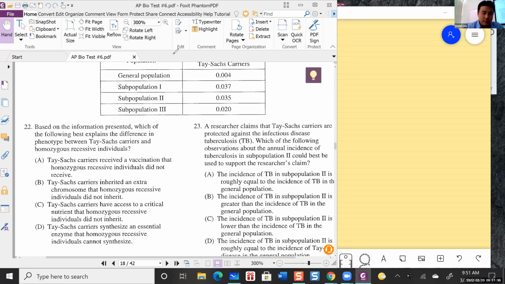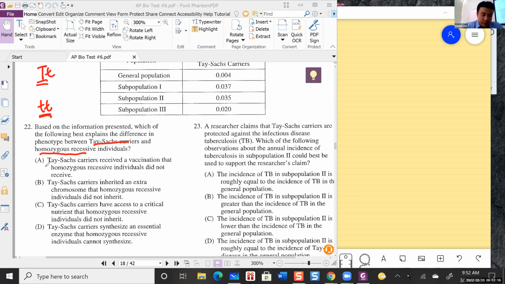Based on the information represented, which of the following best explains the difference in phenotype between a Tay-Sachs carrier and a homozygous recessive? Well, the homozygous recessive is dead. They have a neural disorder, right? And Tay-Sachs carriers are heterozygous. They're normal. So why is that? Because having one dominant copy is enough to produce no symptoms. But if you don't have a dominant one, then you have symptoms and you have the disease. Having a big T, the dominant allele, means that you still have the normal DNA.